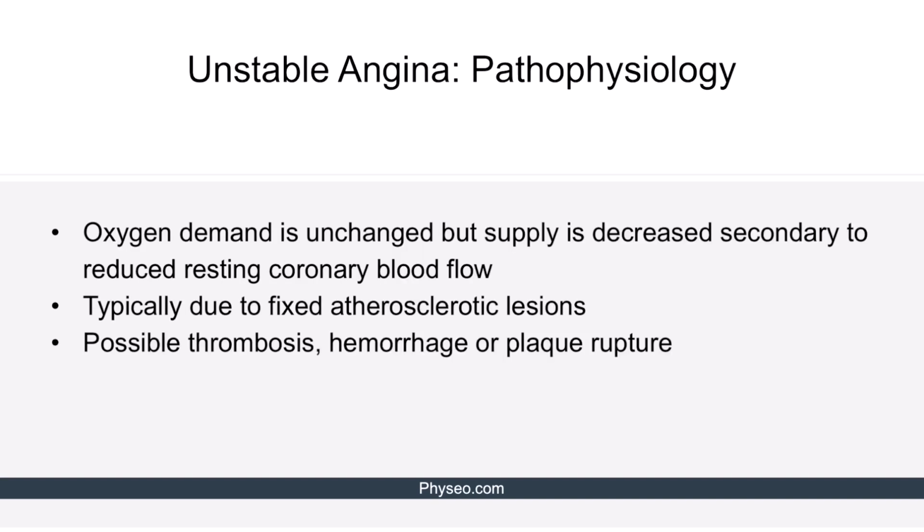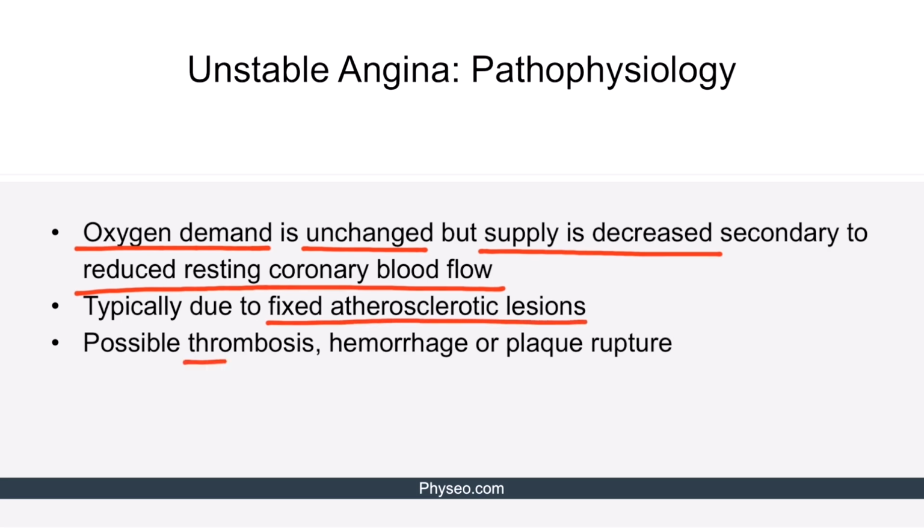In unstable angina, there remains an imbalance between myocardial oxygen supply and demand. However, the oxygen demand is unchanged while the oxygen supply is decreased, secondary to reduced resting coronary blood flow. This indicates a more significant stenosis of the coronary vessels than in stable angina and possible thrombosis, hemorrhage or plaque rupture leading to total occlusion of the coronary vessel.